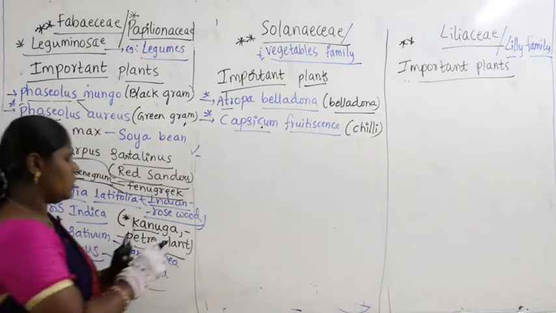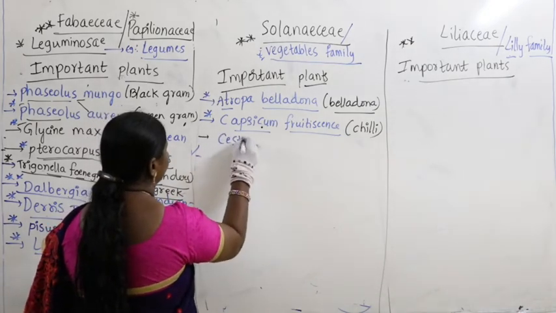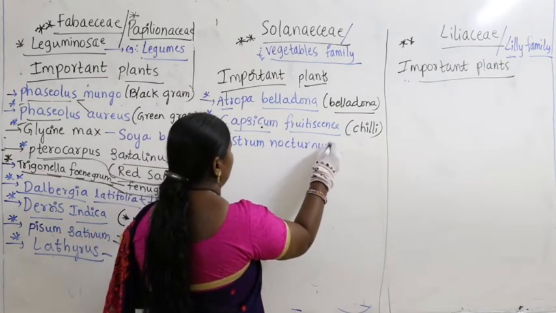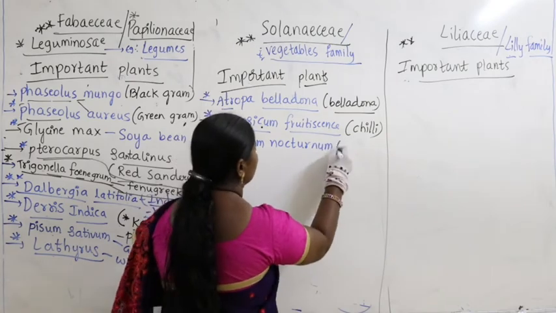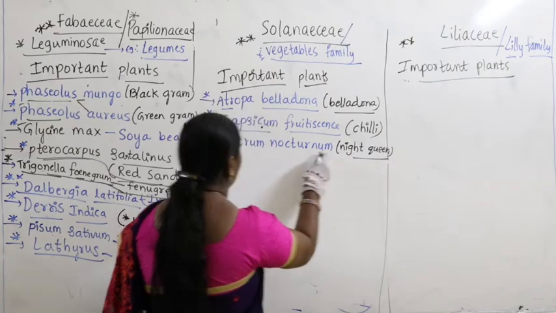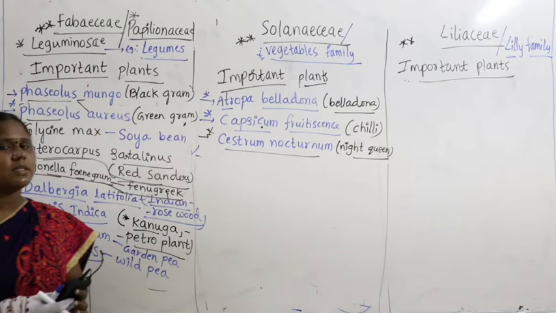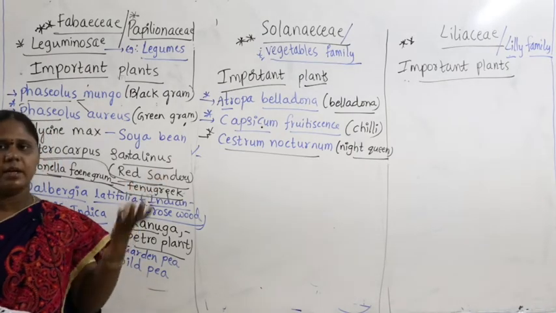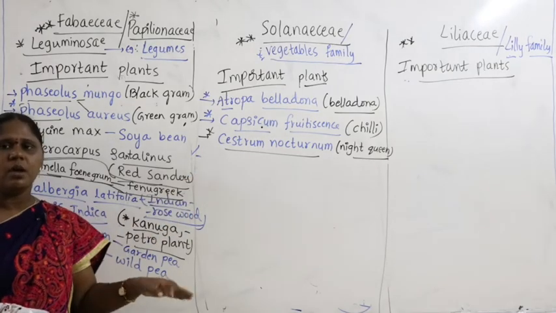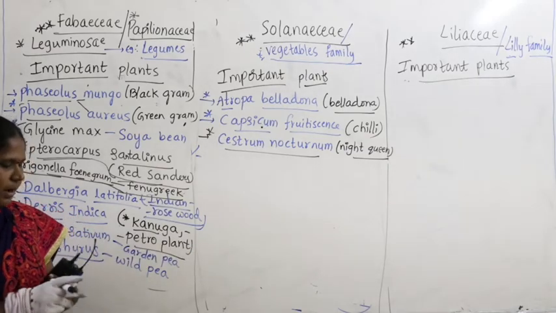Right? Then, Cestrum nocturnum. It's commonly called night queen. You know, Cestrum diurnum is day king, we call it, where the flowers get opened only in the daytime. Whereas Cestrum nocturnum, its species is different, nocturnum, where the flowers get open in the night. That's why it's called night queen.